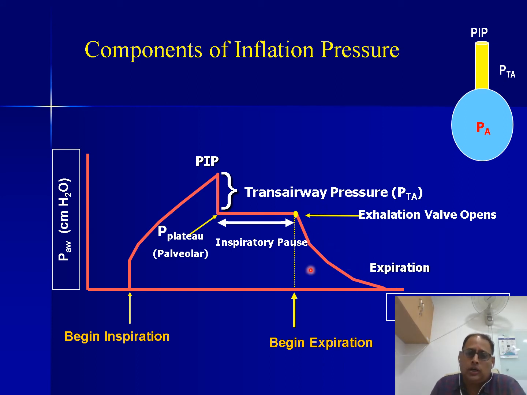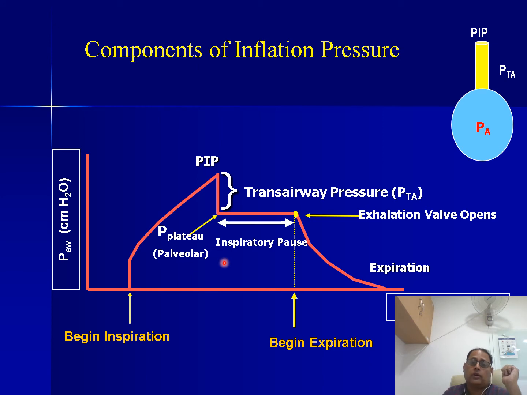Now, we'll definitely learn more details in further lectures, but this peak inspiratory pressure is usually increased in obstructive lung diseases like COPD. If you take a look at the graph of a COPD patient, he'll have a particularly tall peak inspiratory pressure, but the plateau pressure remains the same. So your transalveolar pressure, which is the gap between the peak inspiratory pressure and the plateau pressure, increases in obstructive lung disease.